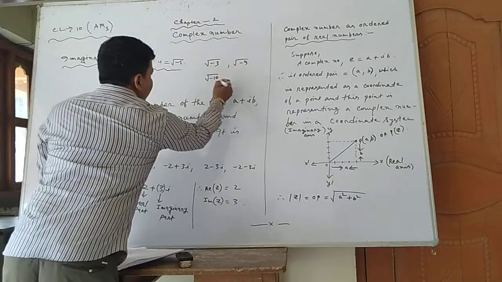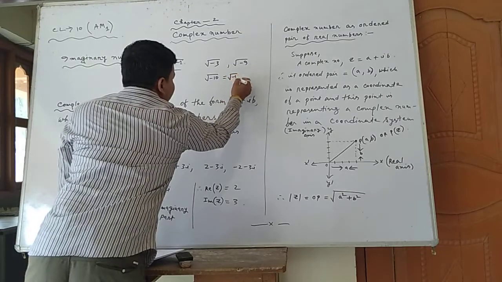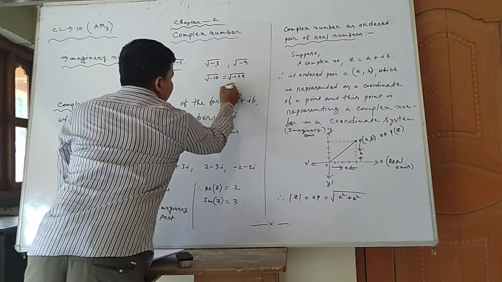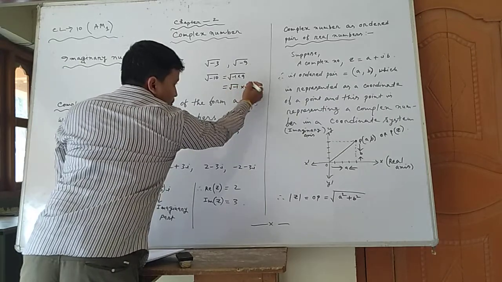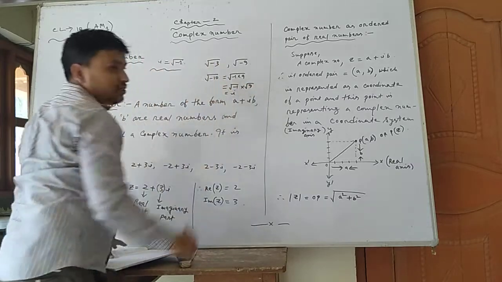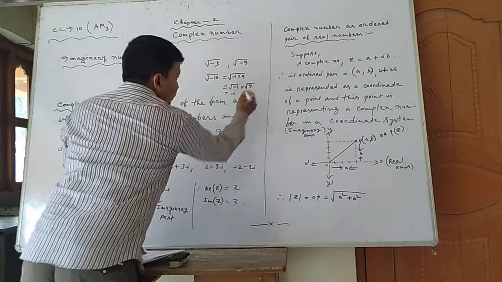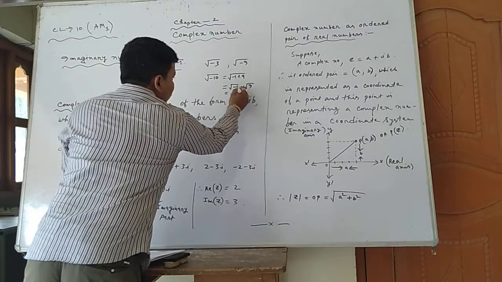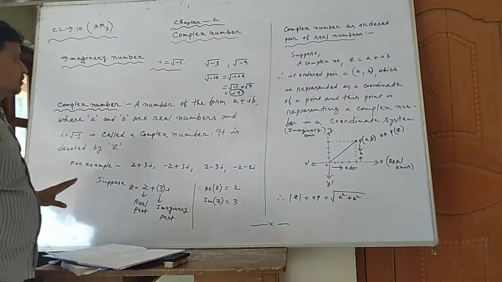Inside the root, if there is minus 9, we can write it as minus 1 into 9, then root over minus 1 into root over 9. The square root of 9 is 3, and root over minus 1 is called the imaginary number i. So it becomes 3i. This way we can express it.